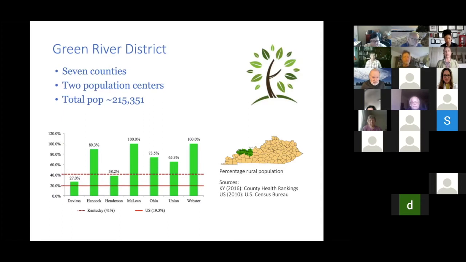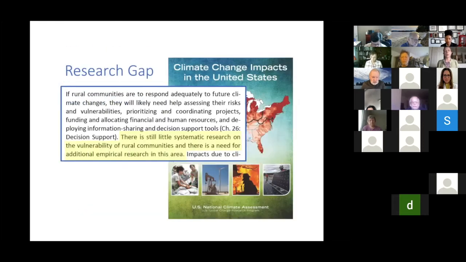And even the last 2 were pretty high above the US percentage. So this is a very rural area. And the reason why this is important is because the majority of the grants and funding around research that's been done on climate change in the United States has been focused in urban areas.